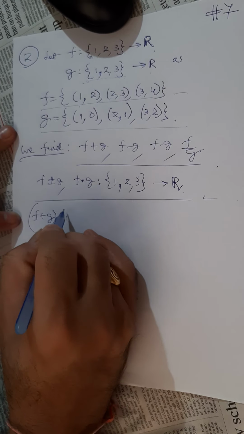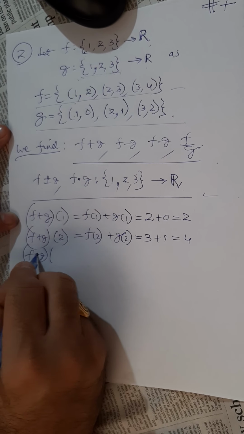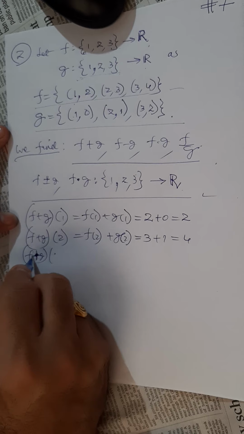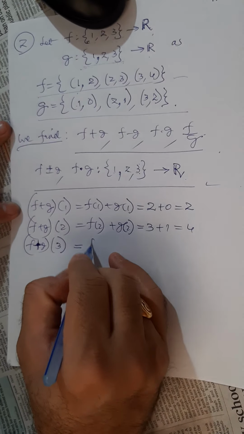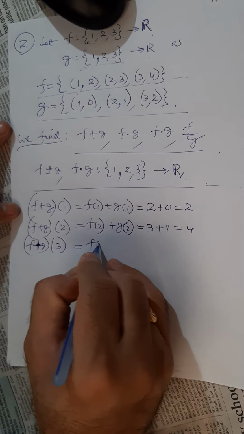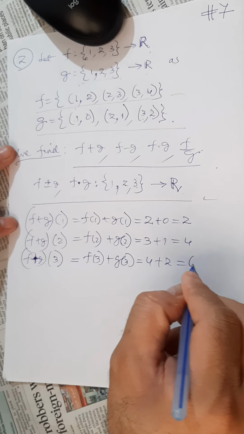f plus g at the next member in the domain, 2. So it is f of 2 plus g of 2. What is f of 2? 3. What is g of 2? 1. So here it is 4. Let's find f plus g at 3, the third member in the domain. So f of 3 plus g of 3. What is f of 3? 4. What is g of 3? 2. So here it is 6.